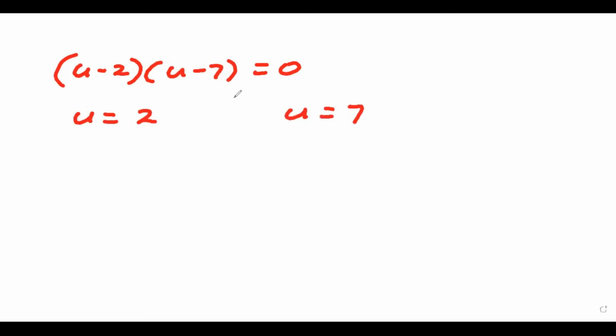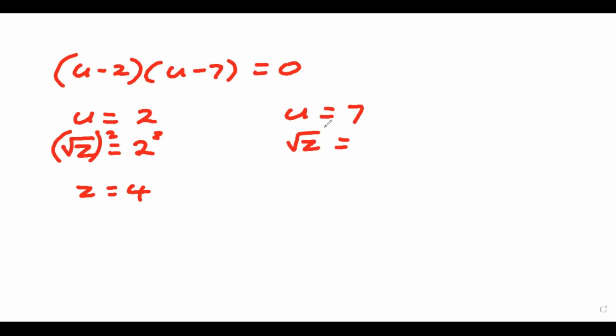But remember, our equation started off with z. So that means u was equal to root z, so root z is now equal to 2. You want to find z by itself, so that means we're squaring both sides. So z is equal to 4 here. And same thing on the right-hand side. We're going to be squaring both sides, so z is equal to 49.